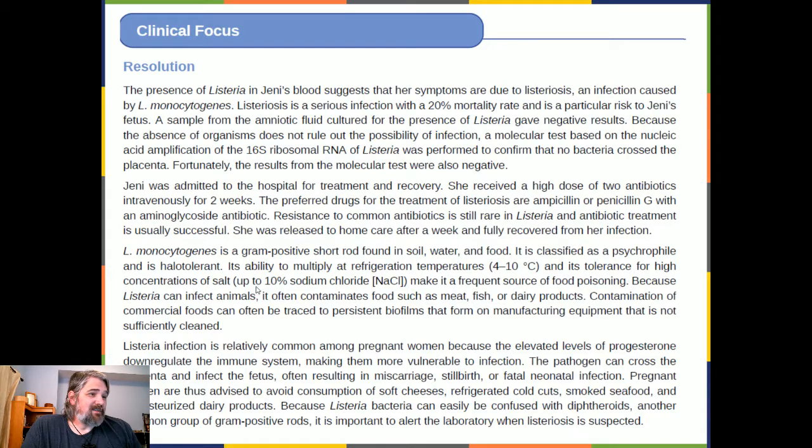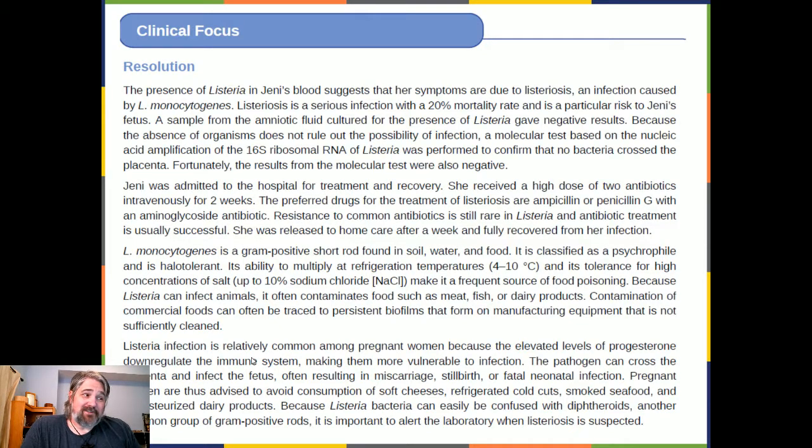It's halotolerant, up to 10% sodium chloride solutions. That's what makes it a frequent source of food poisoning. Because listeria can infect animals, it often contaminates foods such as meat, fish, and dairy products. Contamination of commercial foods can often be traced to persistent biofilms that form on manufacturing equipment that is not sufficiently cleaned.